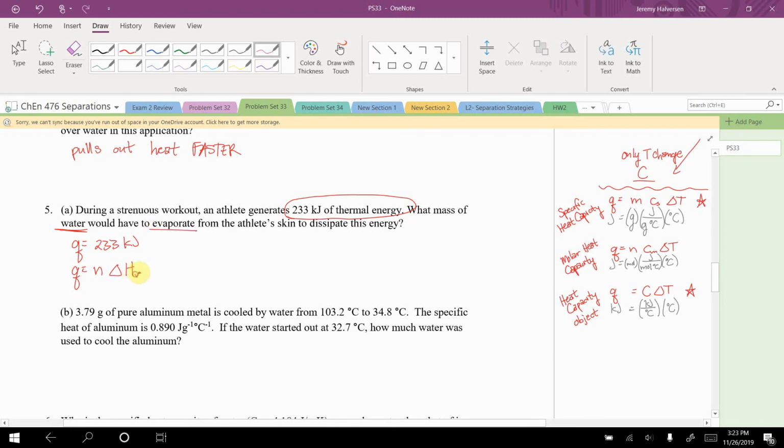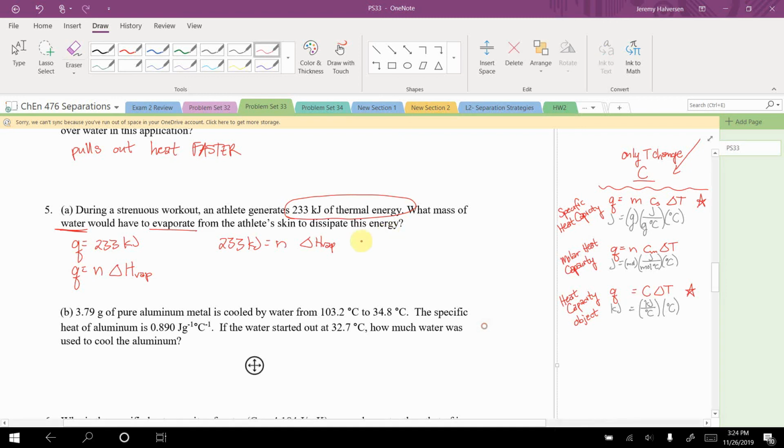Evaporation. So I'm going to use Q equals n times delta H of vaporization. Well, in this problem, we know that Q is 233 kilojoules. That's going to equal n. And now I need delta H of vaporization. They don't give it to me in the problem. They do tell me there's water, though. And like I said before, if they don't give you a C value or an H value that you need, you can just look it up. So let me look that up real quick.